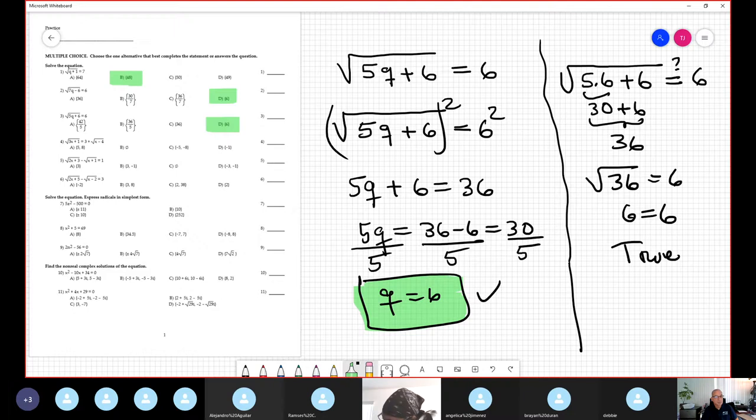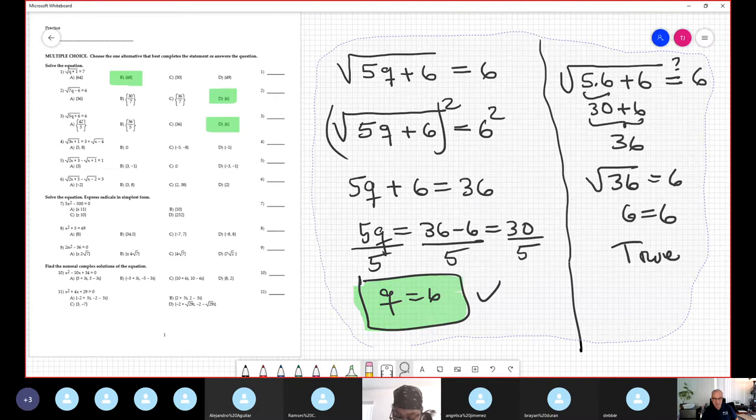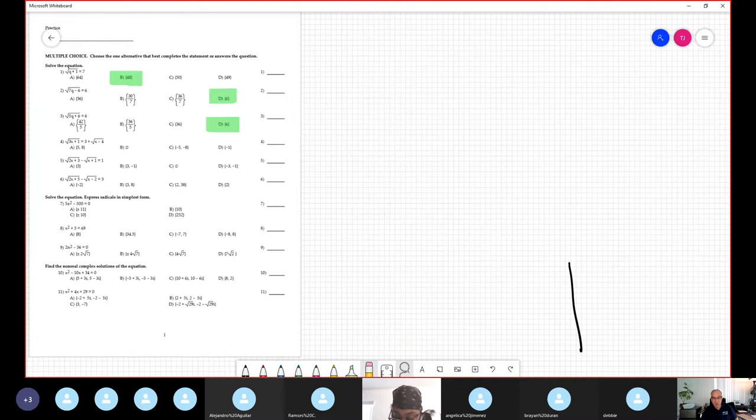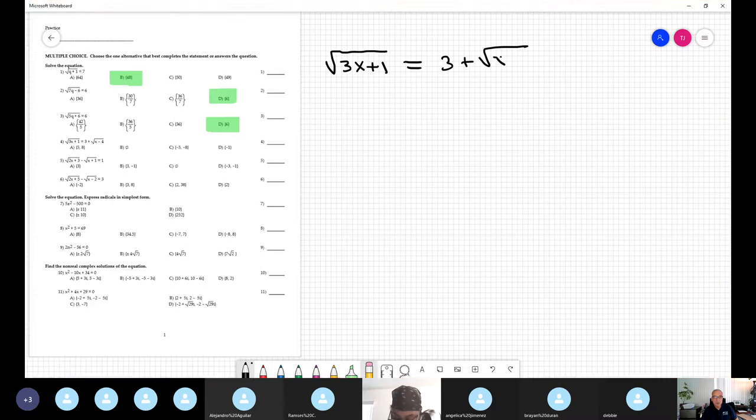Okay, let's do it. Now, next is similar, except we have two radicals. When you have two radicals, it's similar, but a little bit long because we need to eliminate one by one. We cannot eliminate both radicals in one step. So what is the idea? Suppose square root of 3x plus 1 is equal to 3 plus square root of x minus 4.